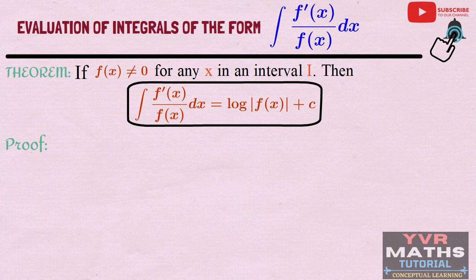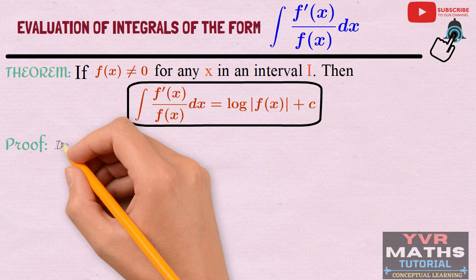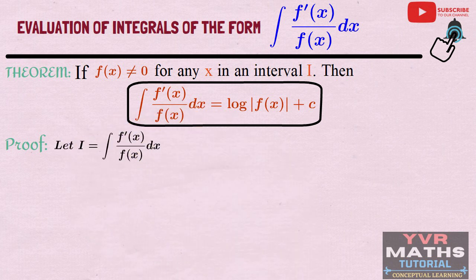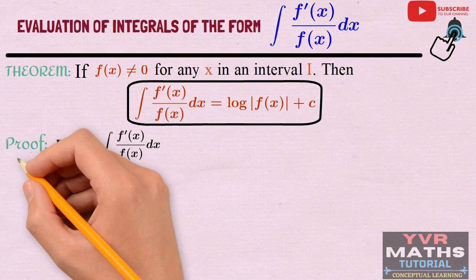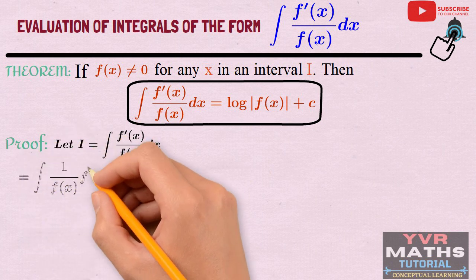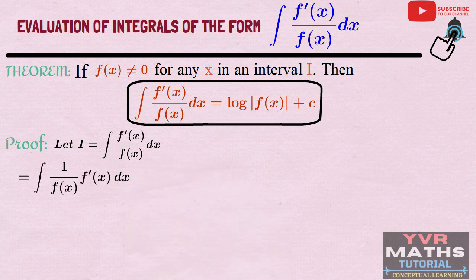First of all, I will consider the LHS part of the statement is I. Then let I is equal to integral f dash x by f of x dx. From here, I am going to separate f dash x term from the numerator. Then the next step is integral 1 by f of x into f dash x dx. Now I am going to apply substitution method concept.